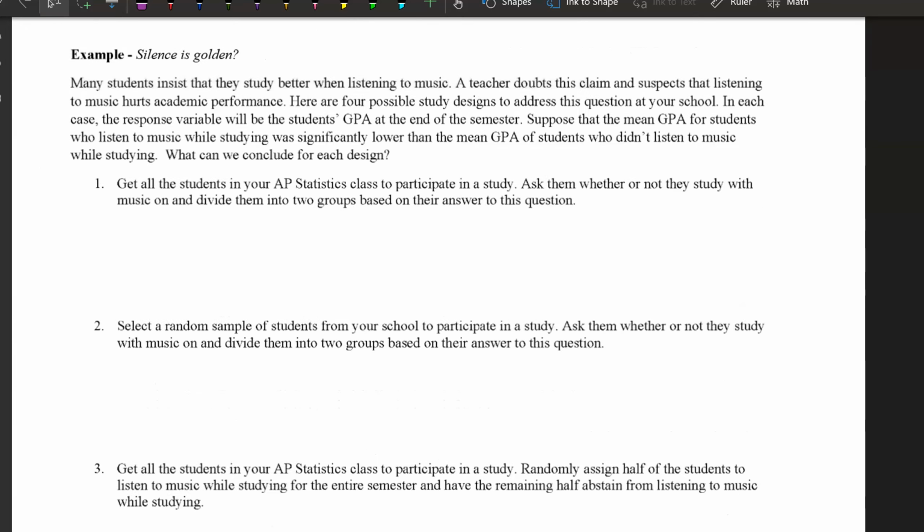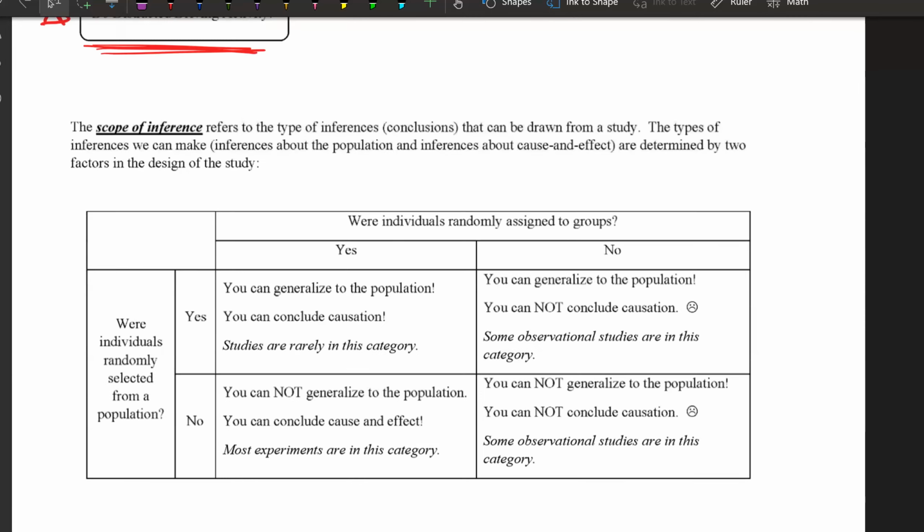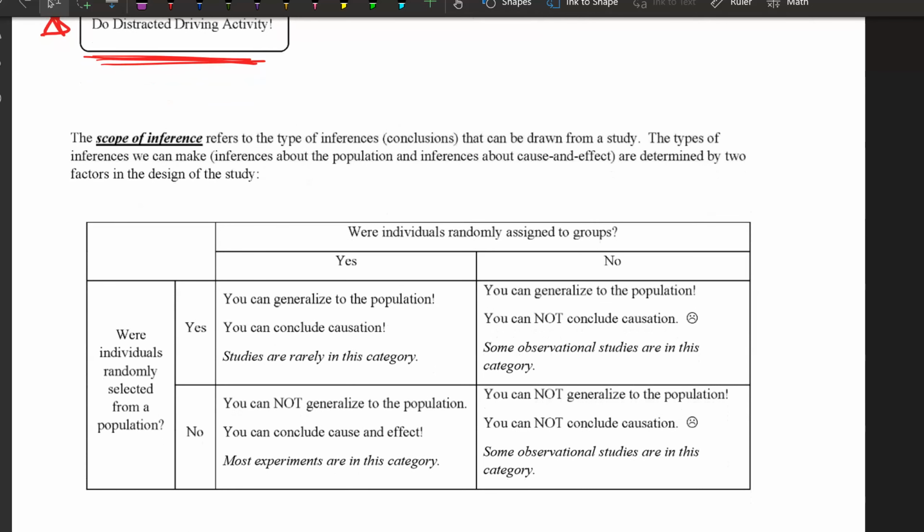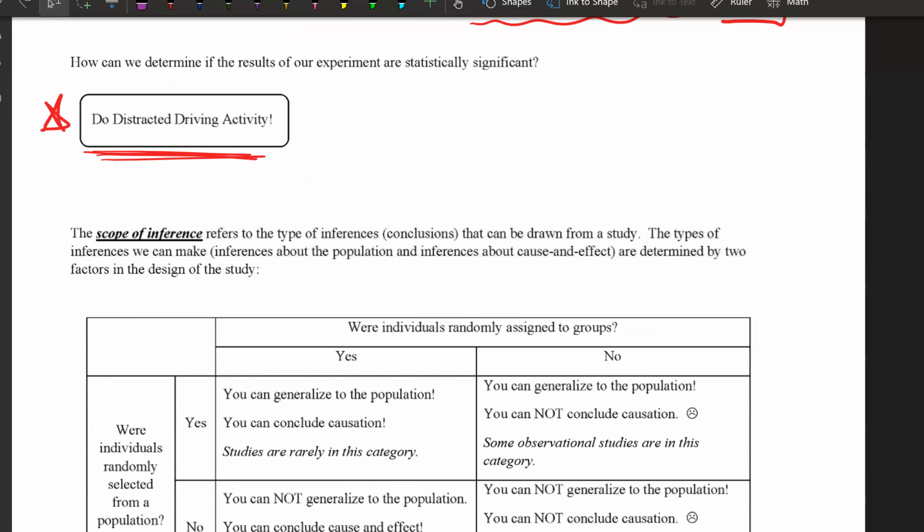Last topic is the scope of inference, which I'll leave to the last video.